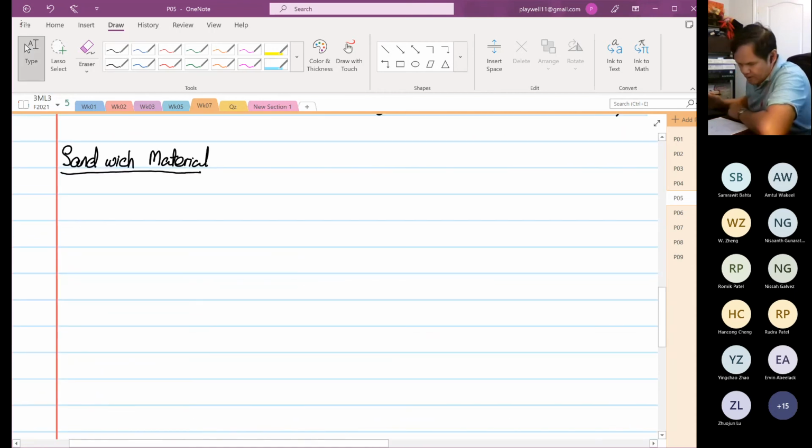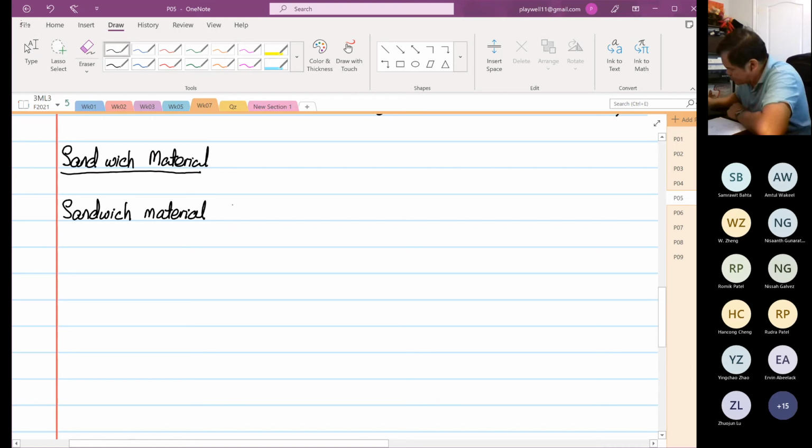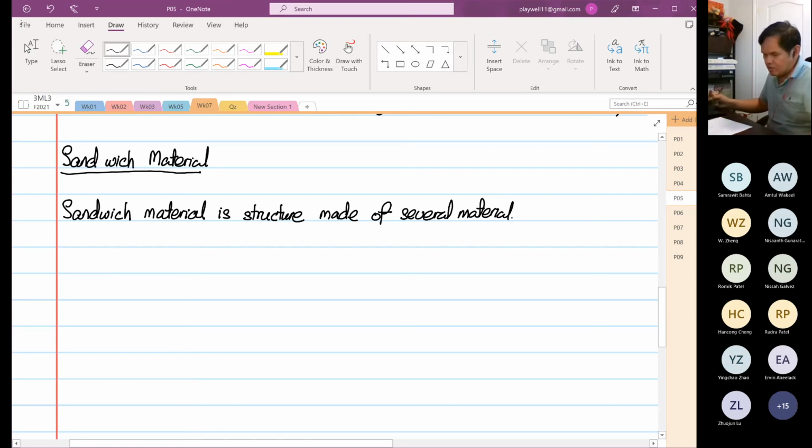But anyway, so sandwich material, and I hope you all will apply the technique that I'm teaching you. Especially for sandwich material, or not, you can get really confused. So a sandwich material is a structure made of several materials, two or more. If it is just one, it's not a sandwich anymore.